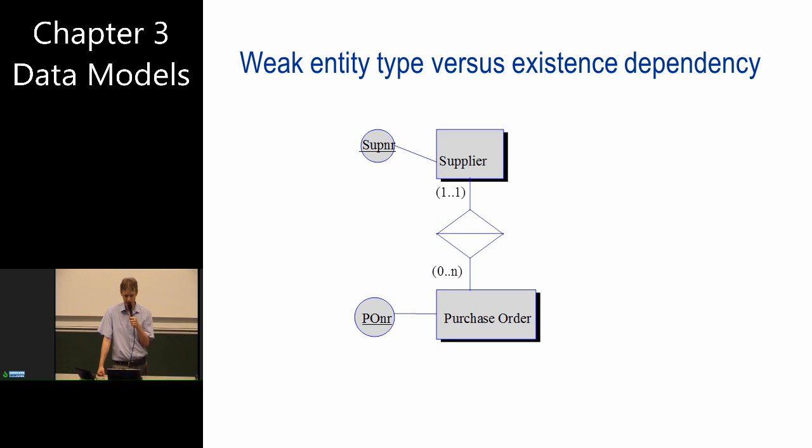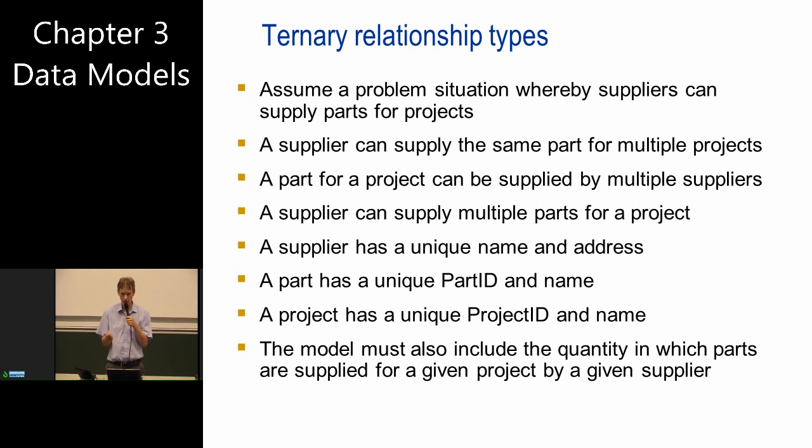Is it also weak? Well, it's not weak. Purchase order is not weak because it has its own key attribute, which is purchase order number. Yeah, so purchase order number is a key attribute identifying the purchase order entities. So this is an example of an existence dependent entity type, purchase order, which is not weak. So this illustrates what we said before. A weak entity type implies existence dependency, but existence dependency does not imply a weak entity type.